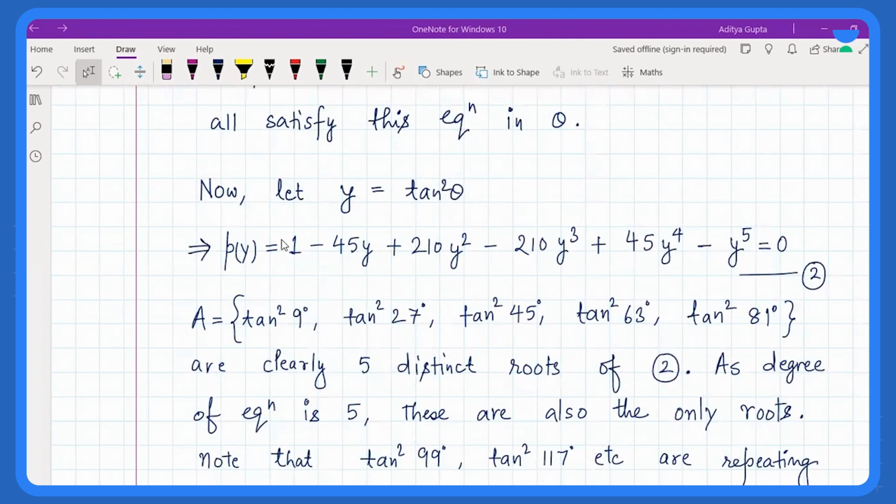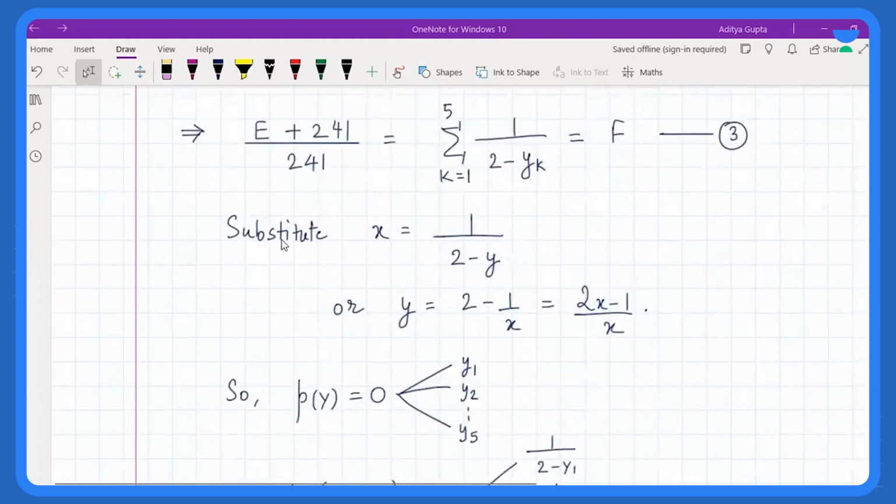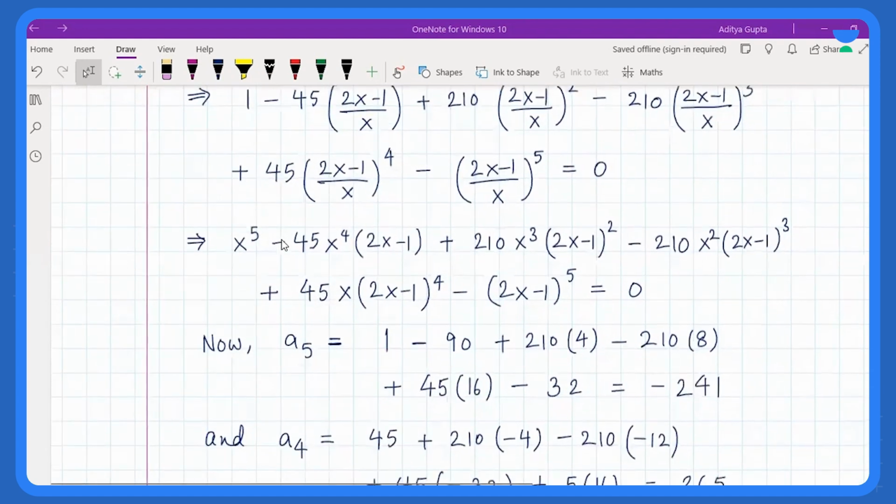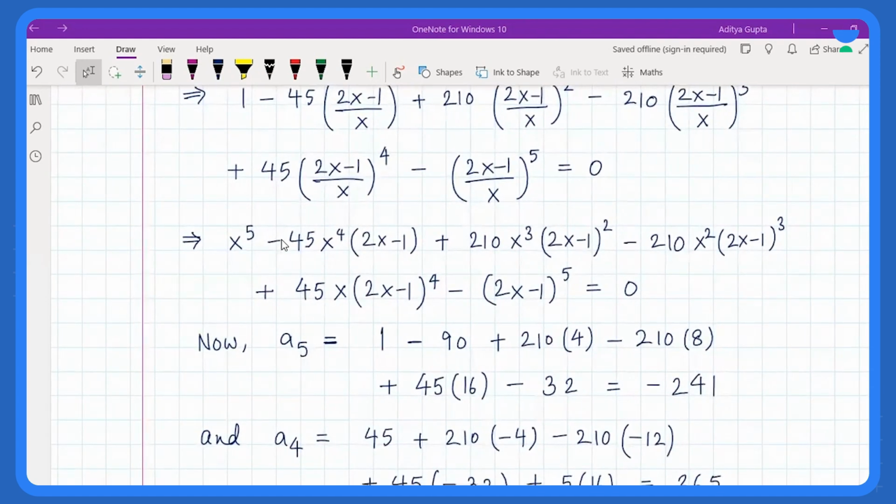So if I want to find p of 2 minus 1 upon x, y is simply replaced by 2 minus 1 upon x. So that is exactly what is being done here. Y is being replaced by that quantity in terms of x. Then we have taken LCM, basically multiplying by x power 5 to get rid of the denominator and have it in the form of a polynomial equation. So once we are here, now a very important thing we need to note.